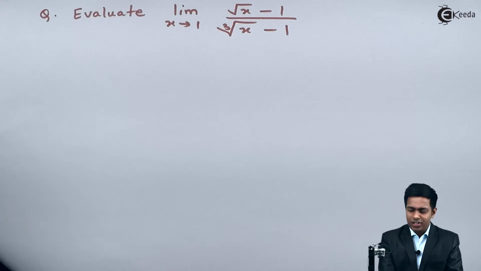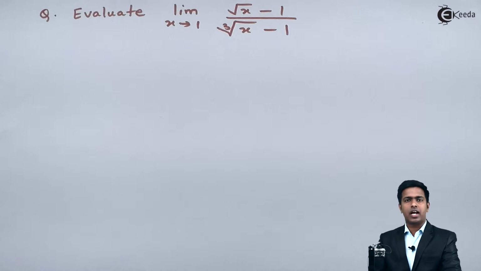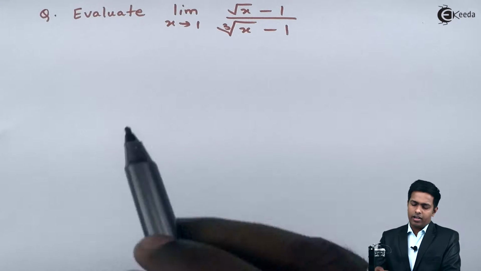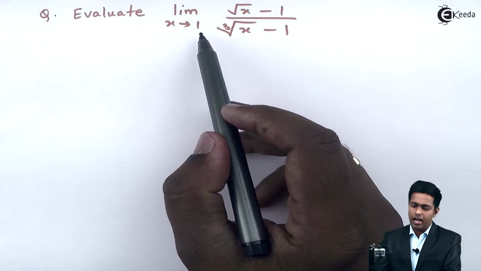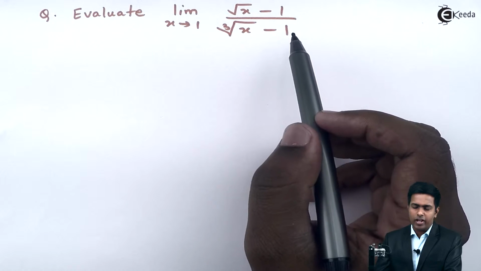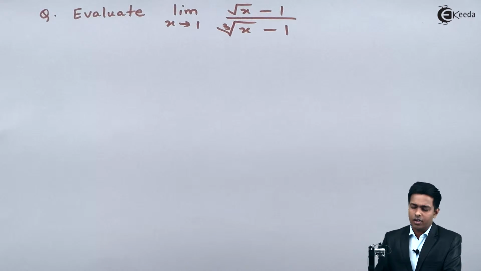Hello everyone. So here in this problem we have to evaluate limit x tends to 1, (root x minus 1) whole upon (cube root of x minus 1). Now before starting the solution, let's observe the given limit. Here limit x tends to 1 and the function which is given here is an algebraic function. So whenever we have an algebraic function, we always start with the direct method.